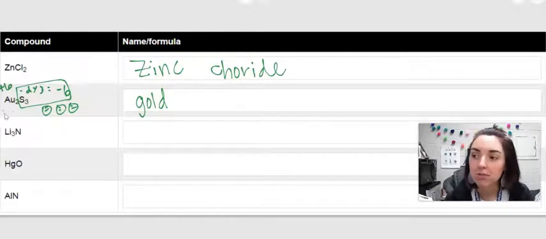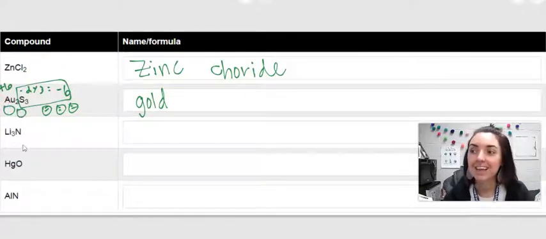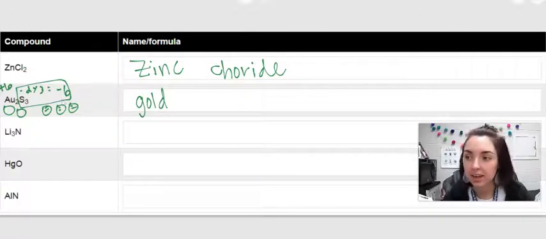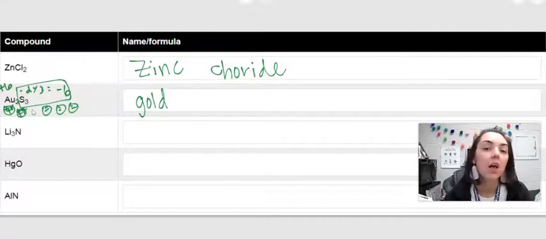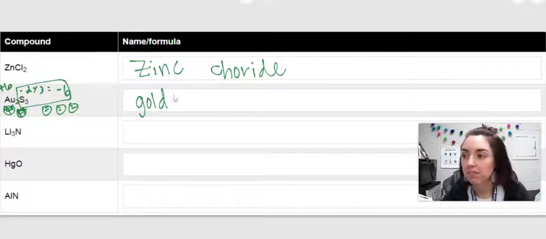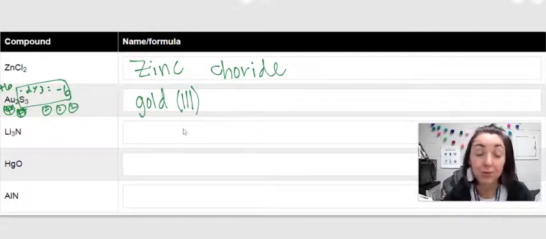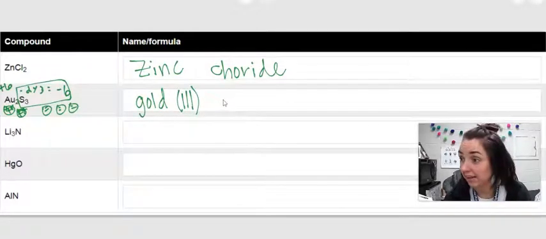So I know I have 2 gold atoms, and together they must add up to +6. So that means each gold atom must have +3. The plus is kind of hard to see, so it's a little squished. Each gold atom must have a +3 charge. So I'd write this as gold, Roman numeral 3, sulfide.